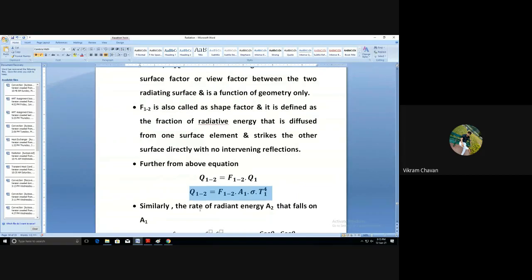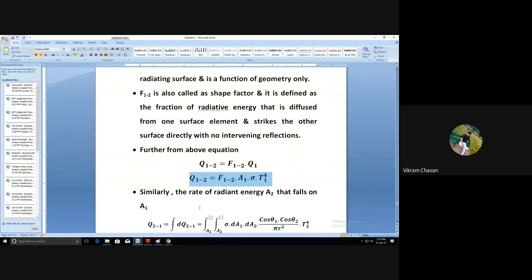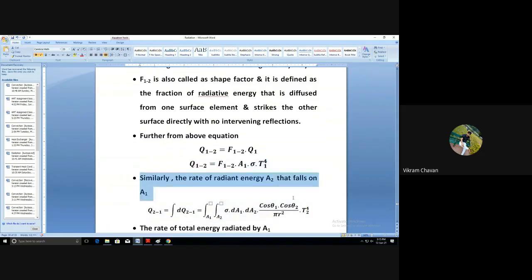Similarly, we have to consider the rate of energy radiated by A2 and fallen on A1. Similarly, the rate of radiant energy from A2 that fallen on A1.